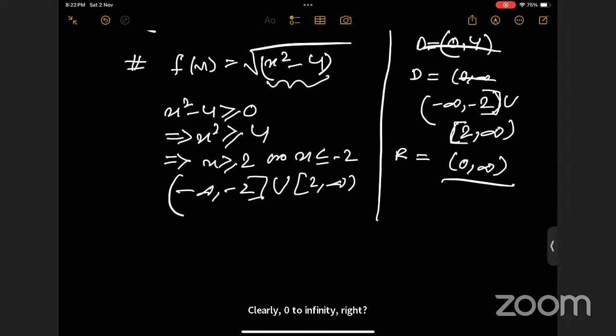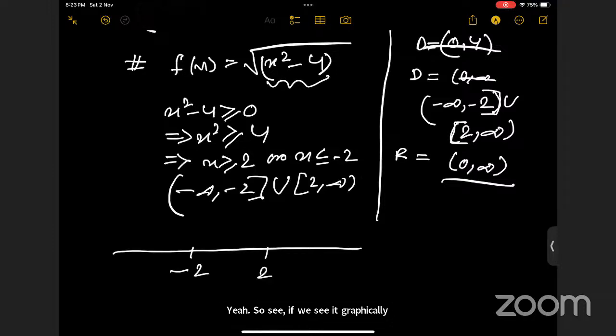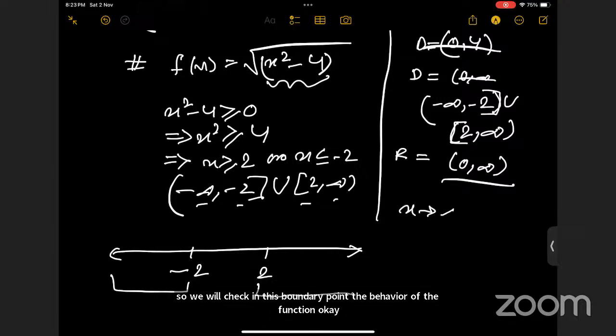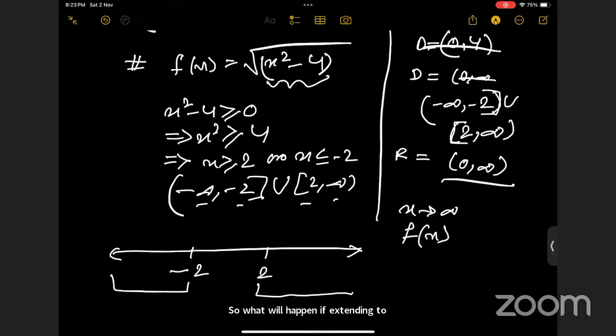How is that 0 to infinity? I don't understand. Okay, the domain I got. So see, if we look at it graphically, suppose this is -2, this is 2, and this is toward infinity, this is toward minus infinity. So this is our domain, right? We will check the behavior of the function at the boundary points. So what will happen if x tends to infinity? Then f of x will tend to infinity, right?